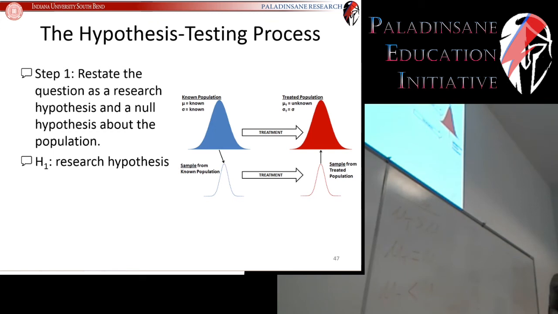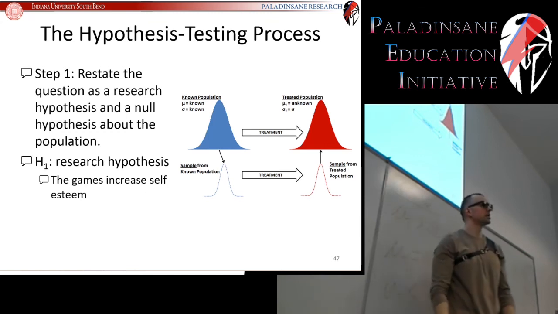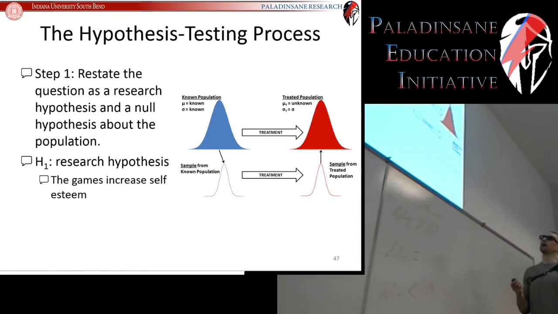So the research hypothesis, always the easiest to do in a one-tailed. Make sure you do the research hypothesis first. So the research hypothesis is that the games increase self-esteem, right? We're dealing with the increase version of this. Research hypothesis is that the games increase self-esteem compared to the general USA population. So we have our research hypothesis. Null hypothesis has to be everything else. Null hypothesis has to be the opposite.